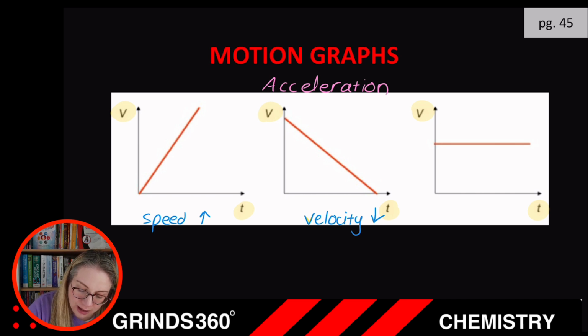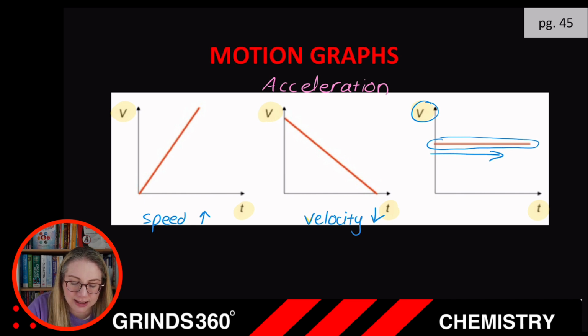And the one over here, when you have this situation where your velocity is remaining constant over time, this is actually moving. Now, as long as that line is above 0, the object has to be moving. And the object is moving with constant speed.